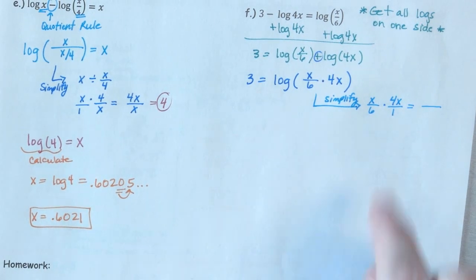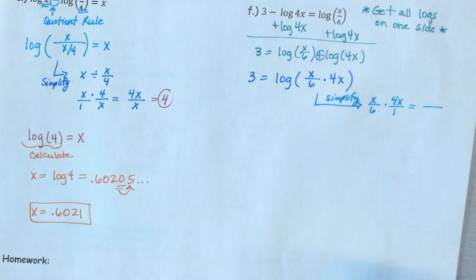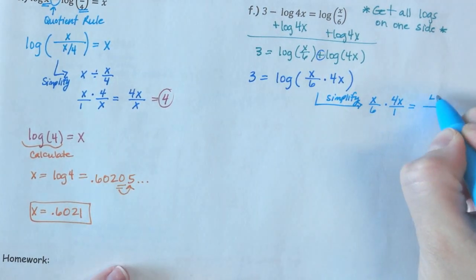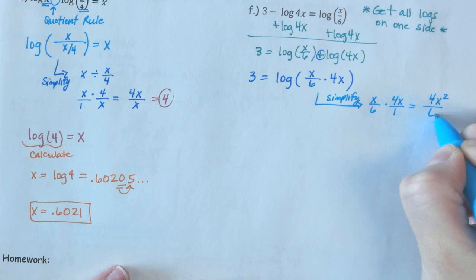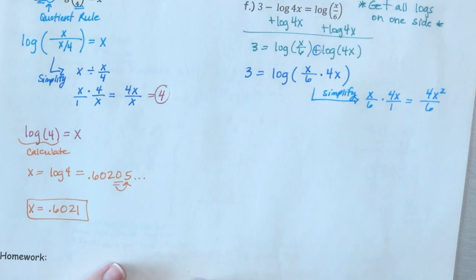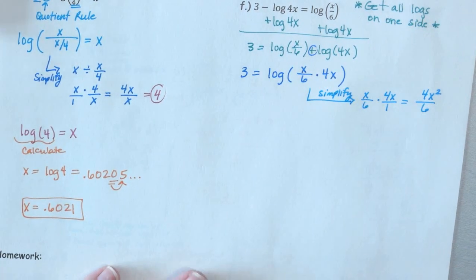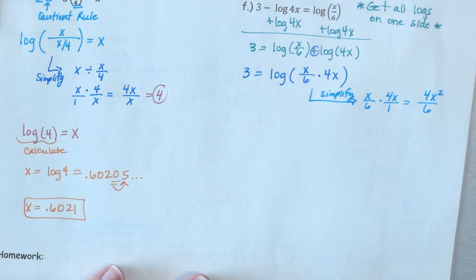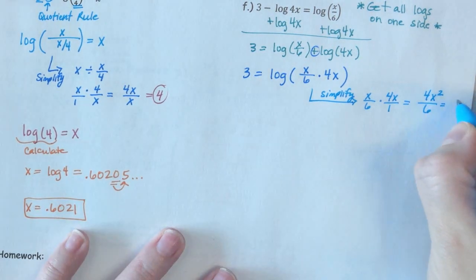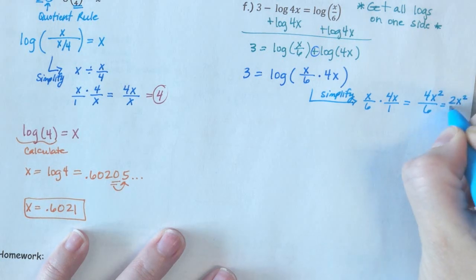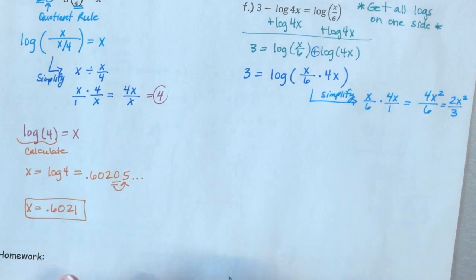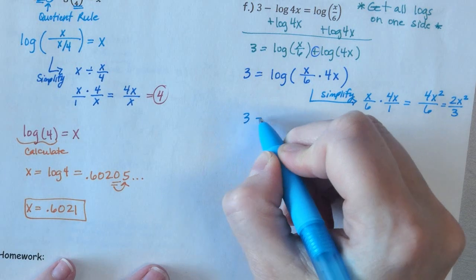Okay, so what do I get on the top? What's x times 4x? 4x squared. 6 times 1 will be 6. Can I reduce that any further? Yeah, I can reduce the fraction, right? What goes into both 4 and 6? 2. So if I divide them both by 2, 2x squared over 3. So then my next step, you can just write this.